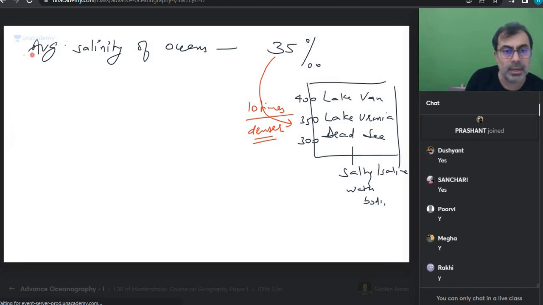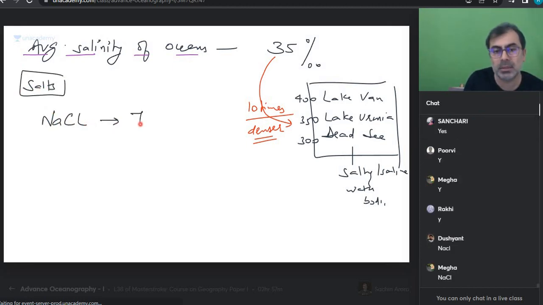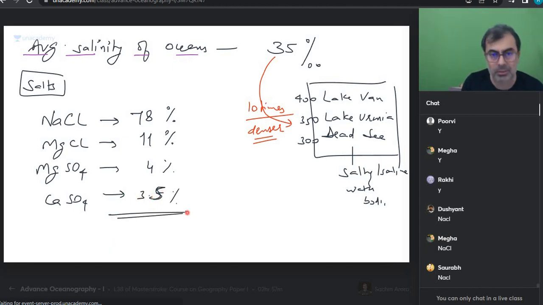What else do I have for you? Average salinity of oceans is this. Okay, which salts are there? Generally, when we are talking about salts found in the ocean, sodium chloride is the highest percentage of salt, around 78%. After that is magnesium chloride, around 11%. Then we have magnesium sulfate, 4%. Calcium sulfate, 3.5%. So do we have to remember? Oh yes, you have to remember how much has been accounted for. 78, 89, plus 7, 96.5.